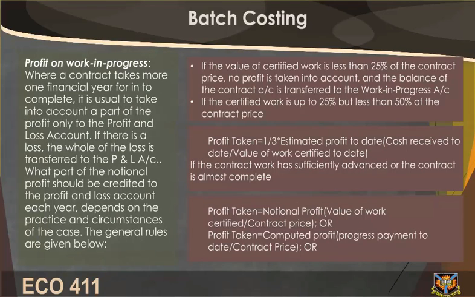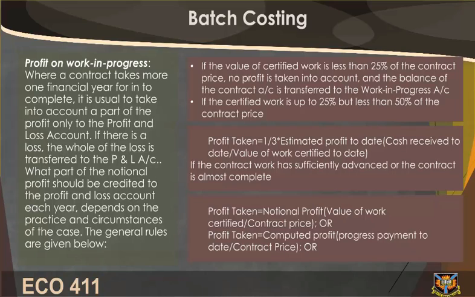Profit on work in progress. Where a contract takes more than one financial year for it to be completed, it is usual to take into account a part of the profit only to the profit and loss account. If there is a loss, the whole of the loss is transferred to the profit and loss account. What part of the notional profit?